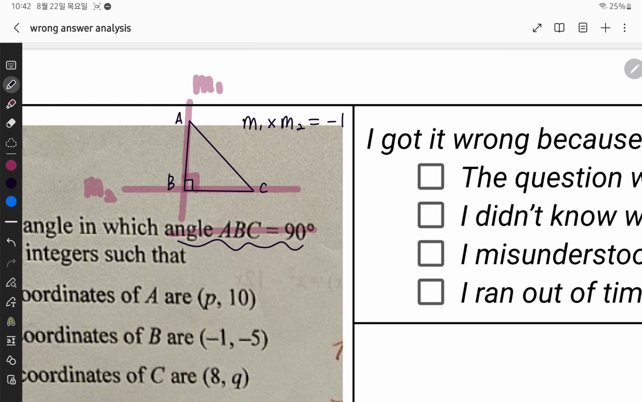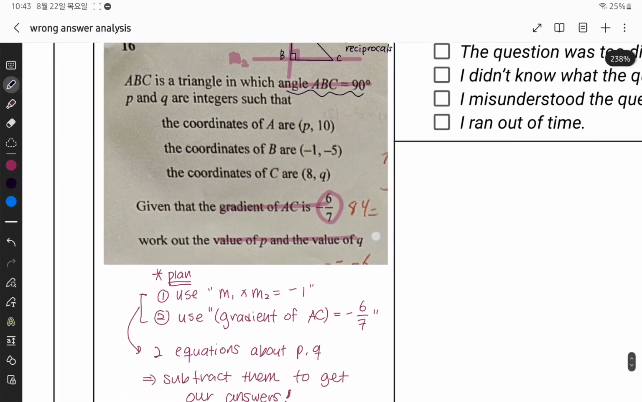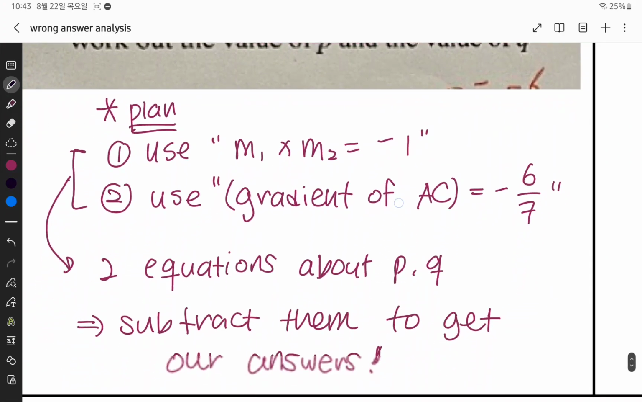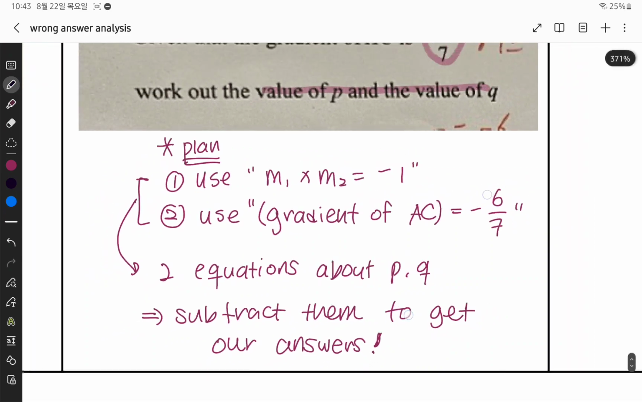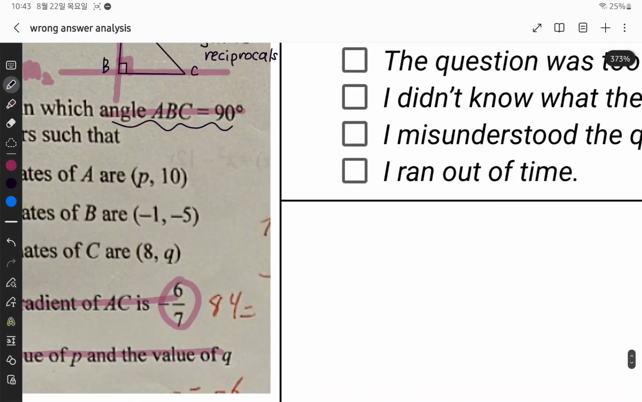So, these two slopes are going to be negative reciprocals, which means that when you multiply them, you get -1. So, we're going to use that information first, and then use the information about the gradient of AC, which is -6/7, and create two equations about P and Q, subtract them to get our answers, okay? We're going to follow this plan in order to calculate this. But before that, how do we calculate slopes or gradients?